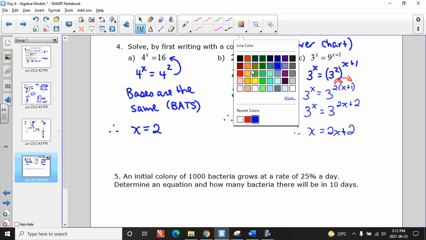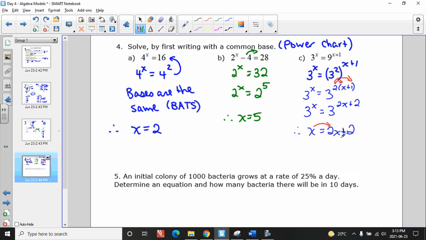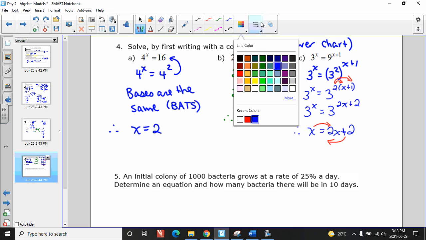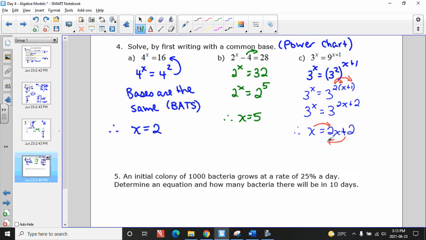Let's see. I'm going to subtract x from both sides and subtract 2 from both sides. If I take away x from both sides, I'm left with an x on the right. And if I take away 2 from both sides, I'm left with a negative 2 on that side. So that's finished.